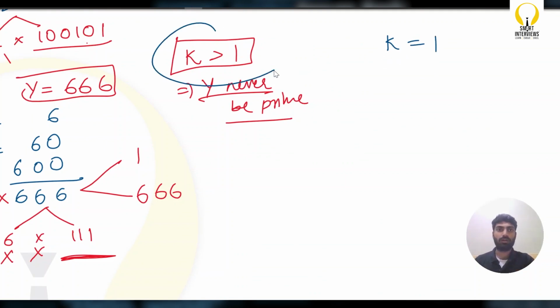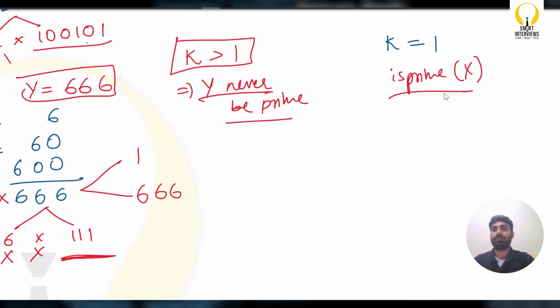We solved if k is greater than 1. What if k is 1? If k is 1, simply call is prime of x, because we know that x will always be less than 10 power 9. Call this function. Simple.